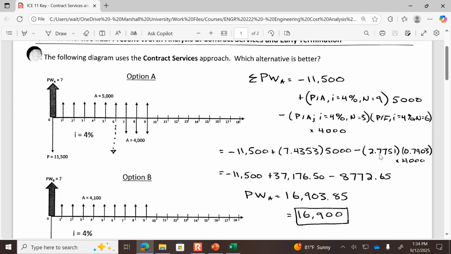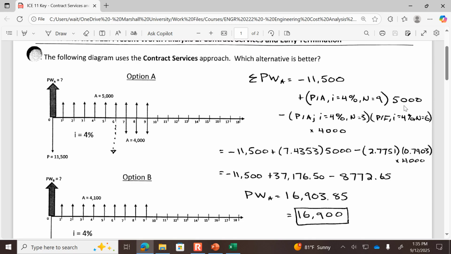The first factor was find P given A. The second factor was find P given F. So I just multiply the two factors together. And in the end, the present worth of option A, if we round it off to 4 digits, because one of these factors had 4 digits, so I've only got 4 significant figures, is 16,900. That's the right answer for the present worth of option A.